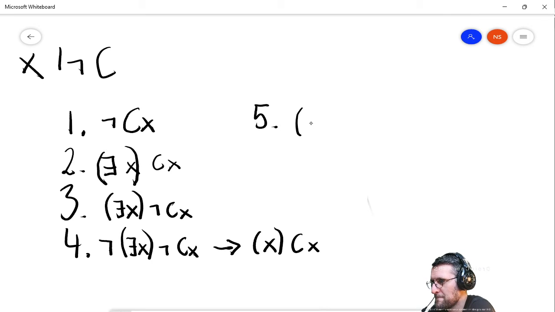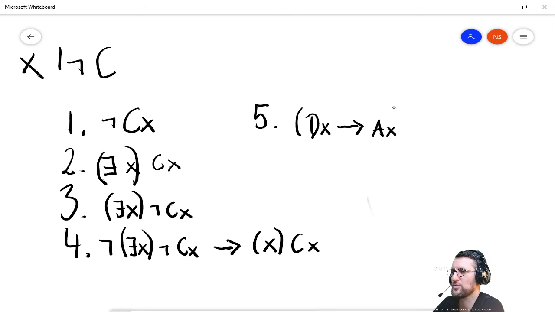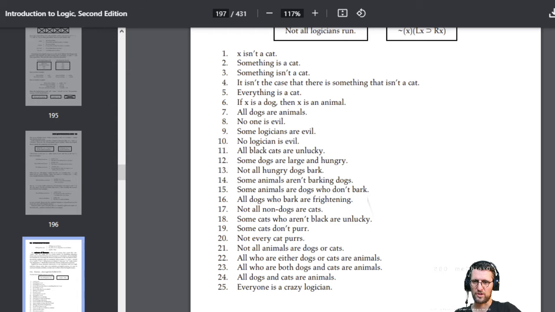If X is D, then X is also an animal. I think we write that like that, right? So if X is a dog, then X is also an animal. I think that should be right, right? Again, if I make a mistake, then let me know.